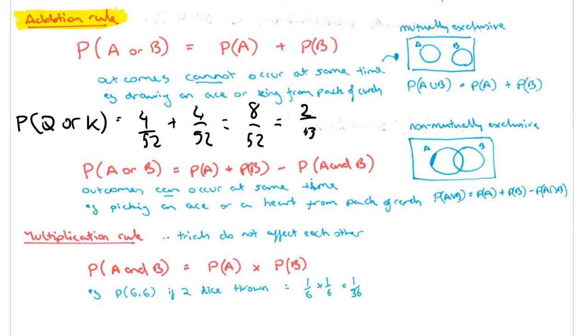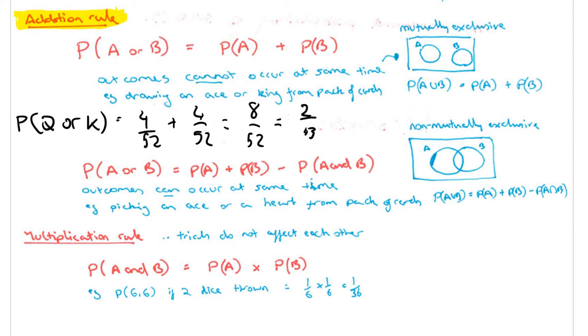When you've got 2 events of the same experiment happening, you can't get a queen or a king at the same time, so they're mutually exclusive. So the probability of one or the other happening is just the probability of the first one happening plus the probability of the second one happening.